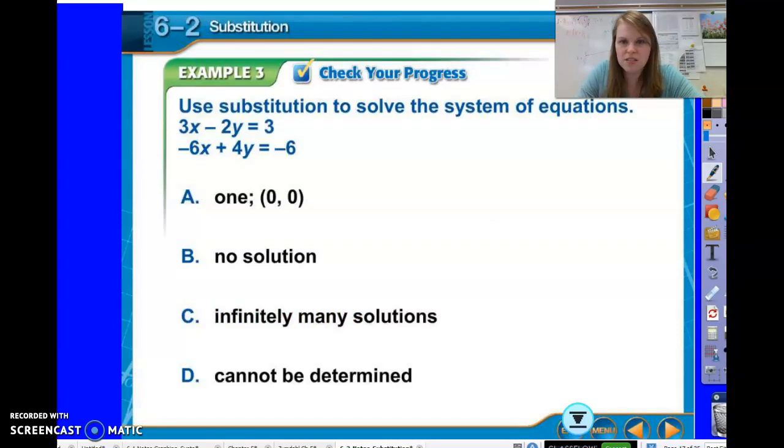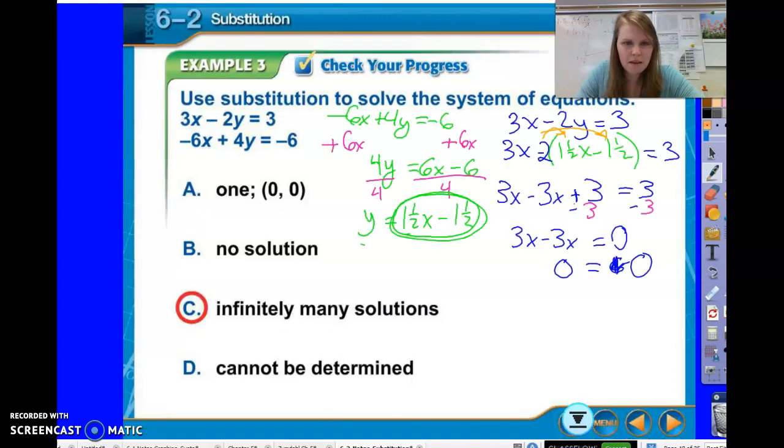Check your progress one. Let's see what you can do. Pause right here. See what you can do. Hint, I'm going to bet the answer is either no solution or infinitely many. When you're ready, hit play. Alrighty, here's what I'm doing.